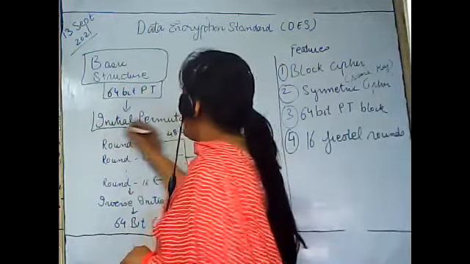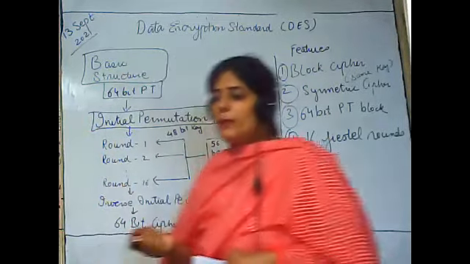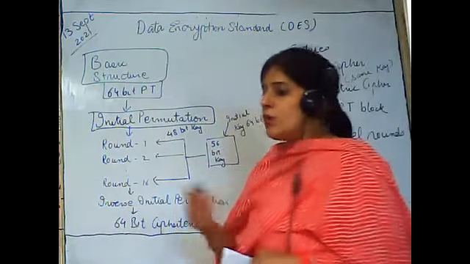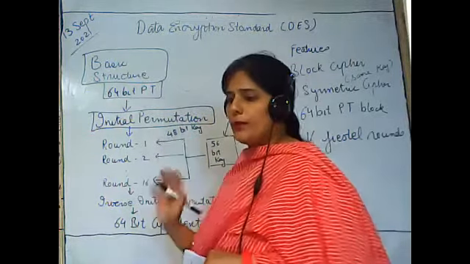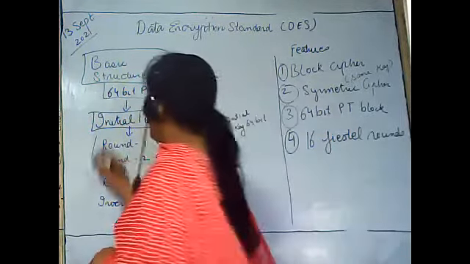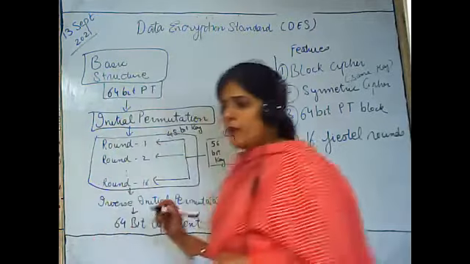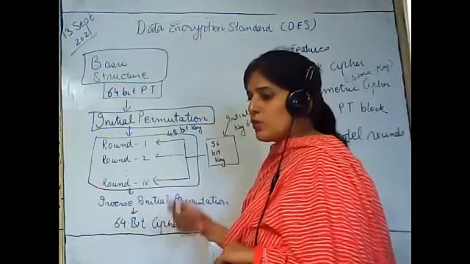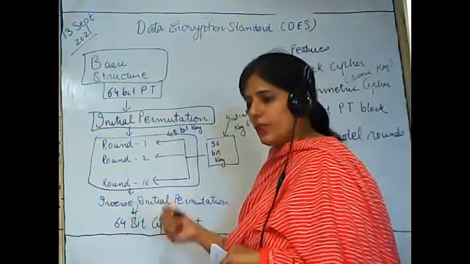After that, we will perform an initial permutation. What we mean by permutation here is the rearrangement of the letters. So we will do an initial permutation on this 64-bit plain text. After that, we will follow a total of 16 rounds, which are the Feistel rounds, and these Feistel rounds will help us get the ciphertext.